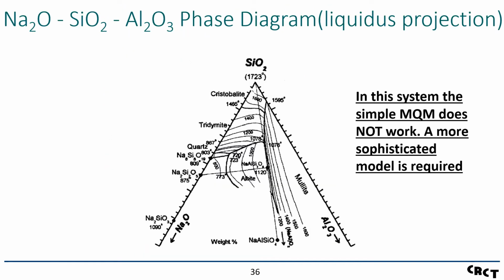Here is a system in which a simple modified quasichemical model does not work anymore. Why? Okay, this is the silica. Here we have alumina, and sodium oxide is down here.